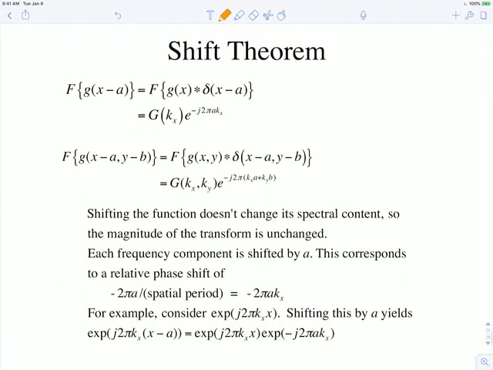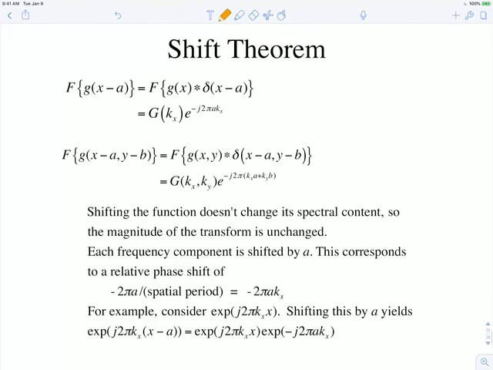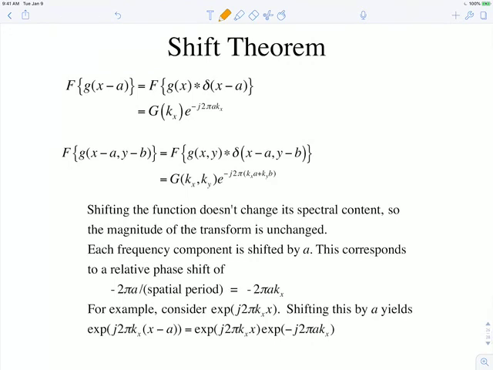Finally, there's the shift theorem, which is a version of the convolution theorem, because any function shifted is just g of x convolved with a shifted delta function. So we can take the Fourier transform of g, g of k, and the Fourier transform of the shifted delta and multiply them together. The basic idea is that when you shift a function, you don't change the magnitude of its Fourier transform, but you do change its phase term. So this is going to shift its phase.